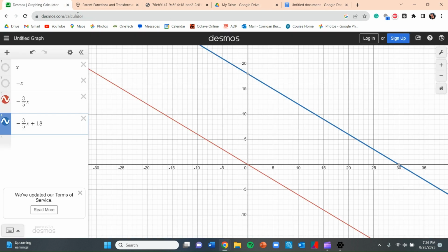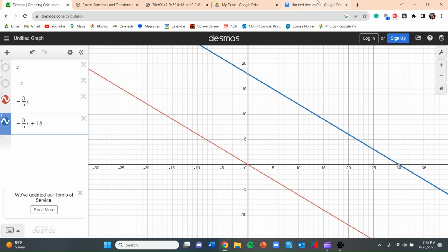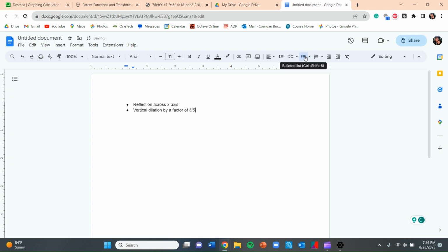So I actually forgot to write down the second step. I'm going to call this a vertical dilation by a factor of 5 over 3 or 3 over 5? 3 over 5. 3 over 5. I'm going to say vertical dilation. Vertical translation up 18 units.